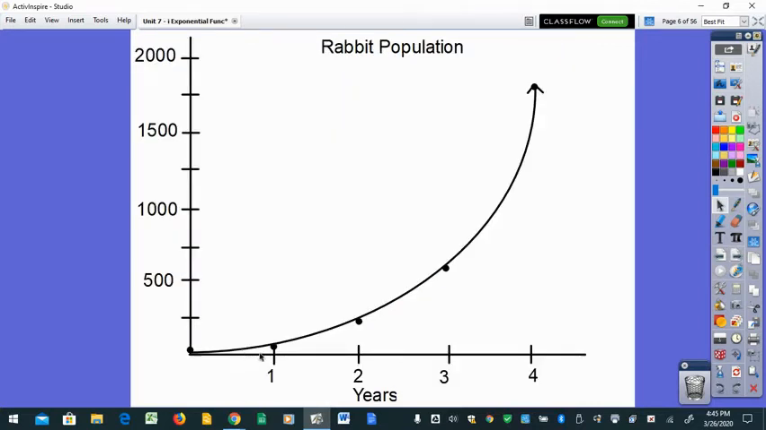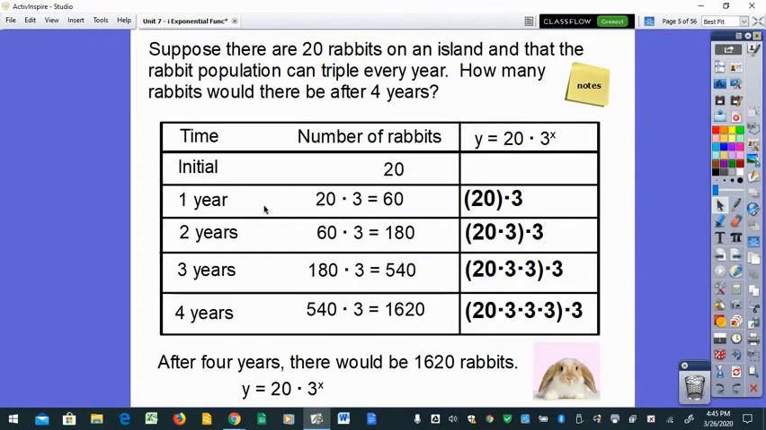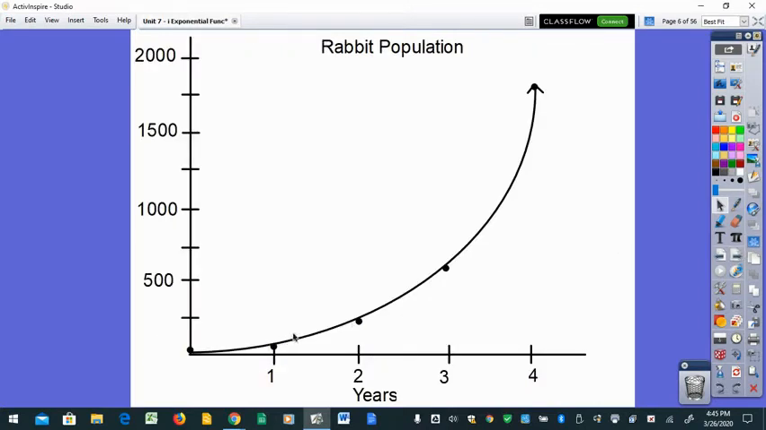When we plot those points, these are the points we just got. Let me just go back. Remember that there was 1 year 60, 2 years 180, 3, 540. And if I plot those points here, you can see the growth coming of the rabbit population.